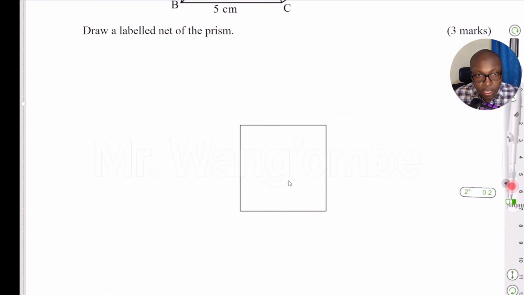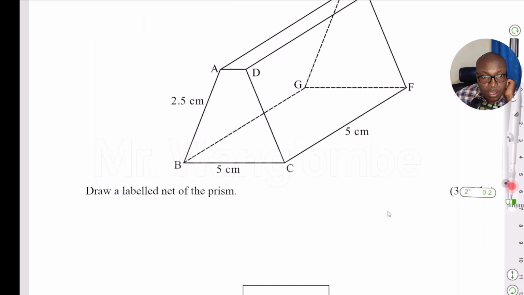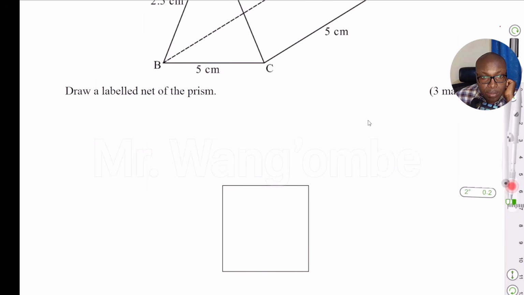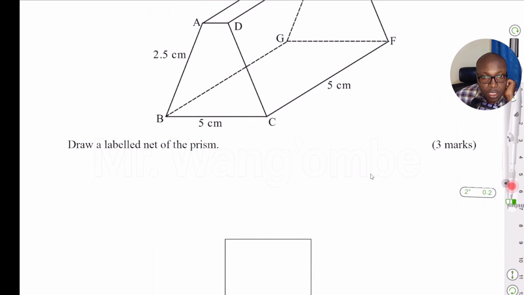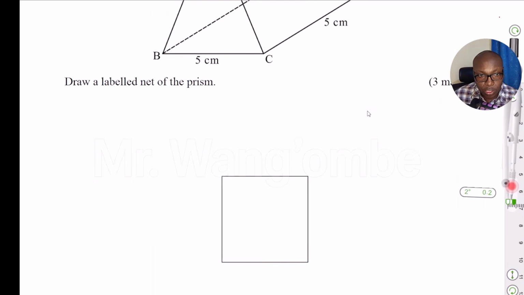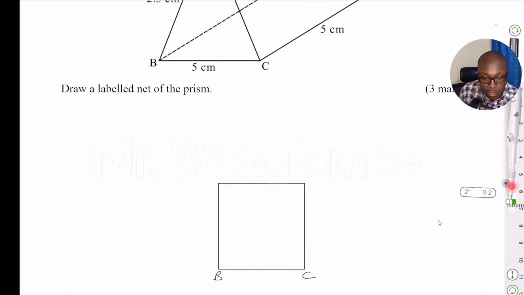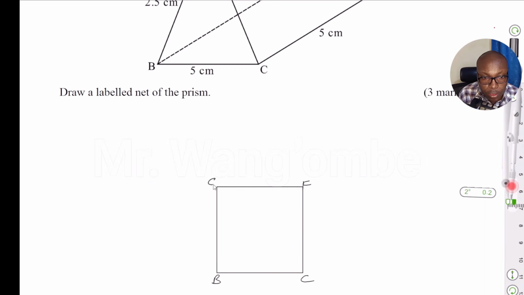So that is the base, which is a square. This base is BCFG. So let me label it: B should be here, B, C, and then F and G. F should be here, F should be there, and G should be there. So that is the base.